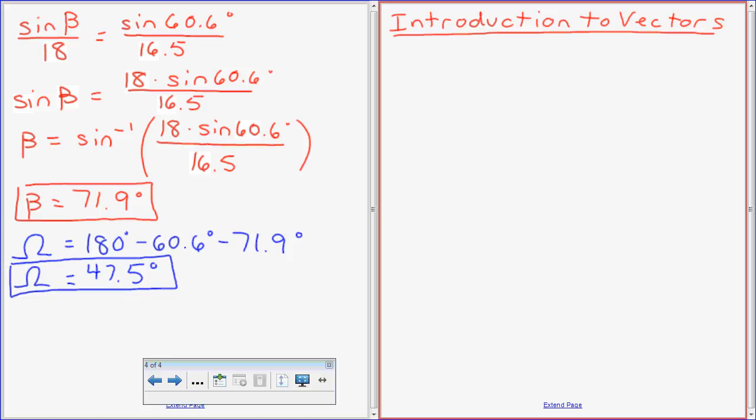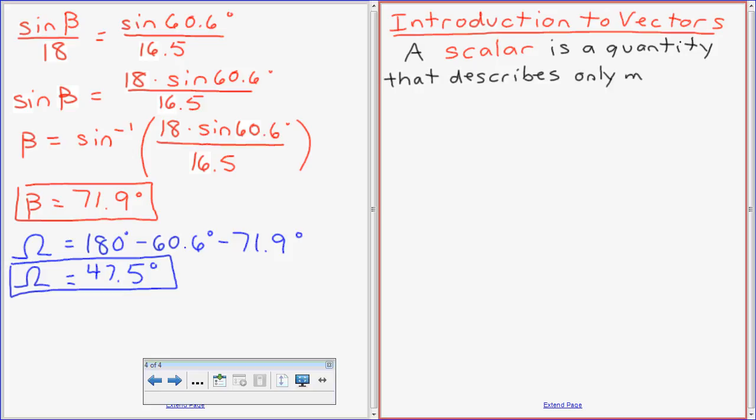Okay. So we're going to say a scalar is a quantity that describes only magnitude. Okay, examples are 58 kilograms, 200 kilometers, and 180 miles per hour.